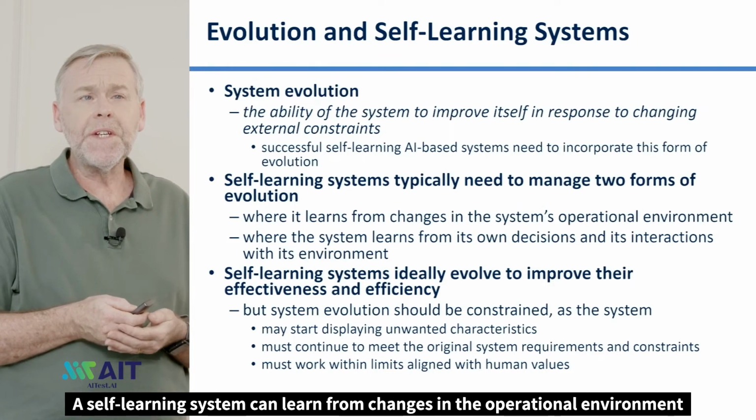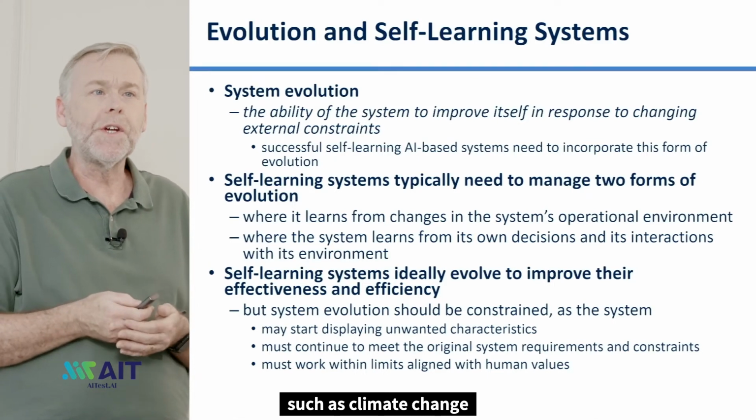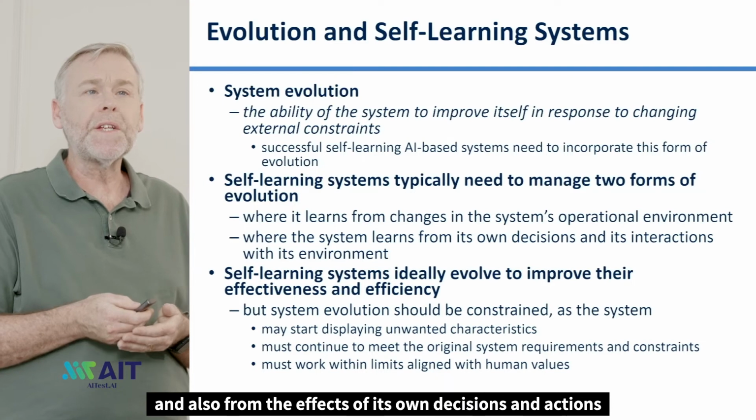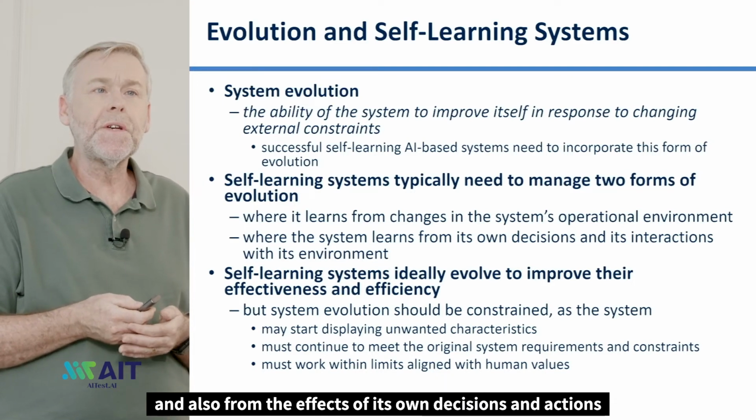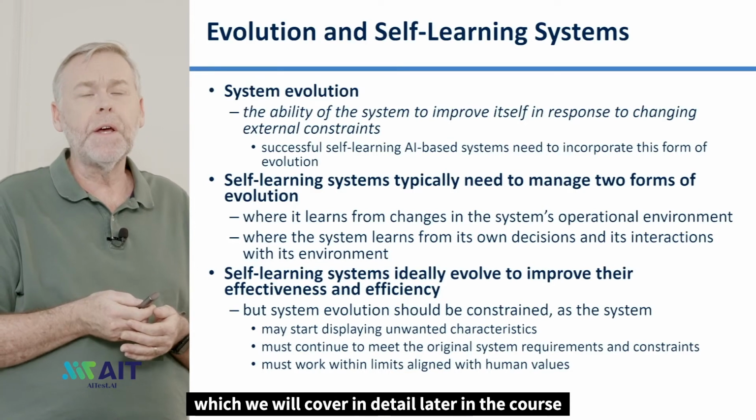A self-learning system can learn from changes in the operational environment, such as climate change, and also from the effects of its own decisions and actions, such as with reinforcement learning, which we will cover in detail later in the course.